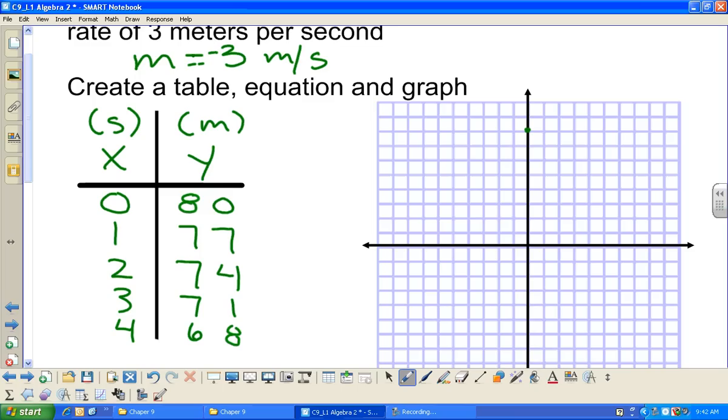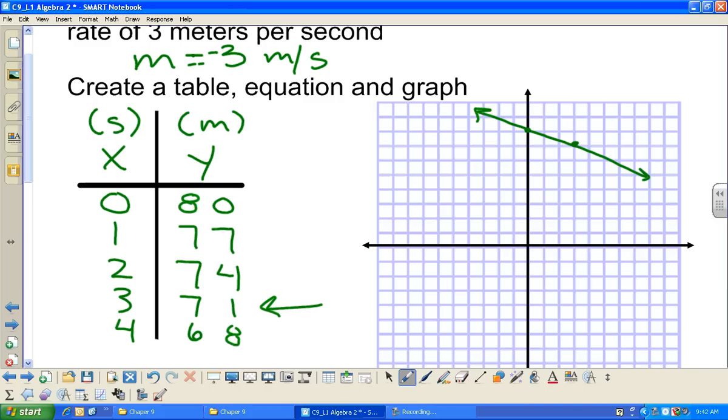Because my squares are so small, the next point that I'm going to plot is 3, 71. The reason why is because 71 is close to a 10 increment. So I'm going to go over 3 and up 7. So it's about right there. And I'm going to draw my line. Make sure to extend and draw the arrows.